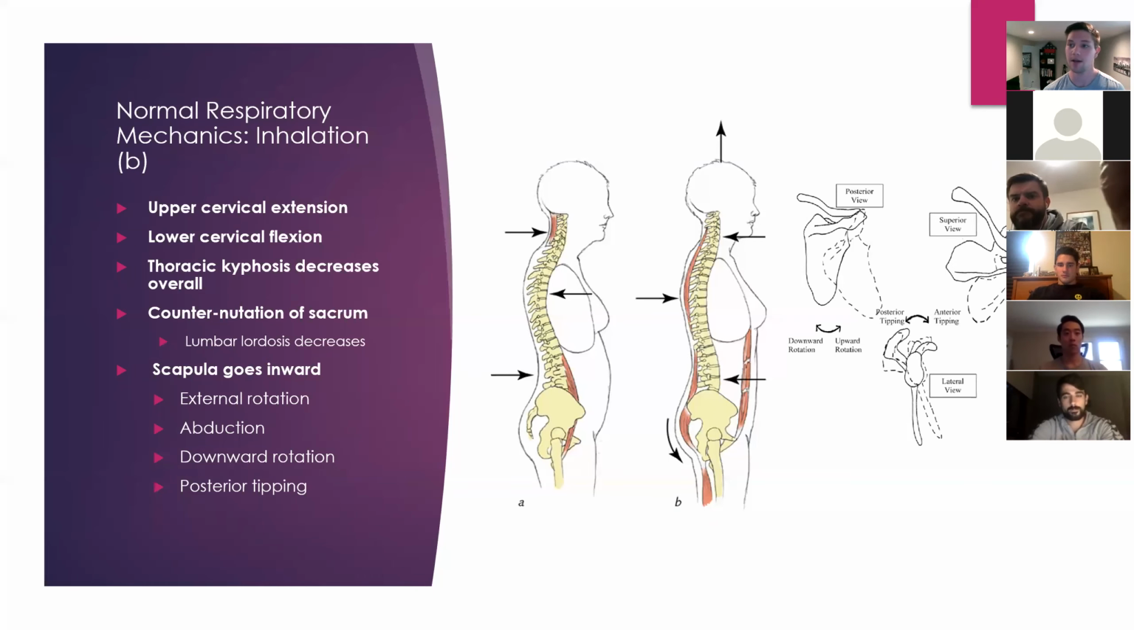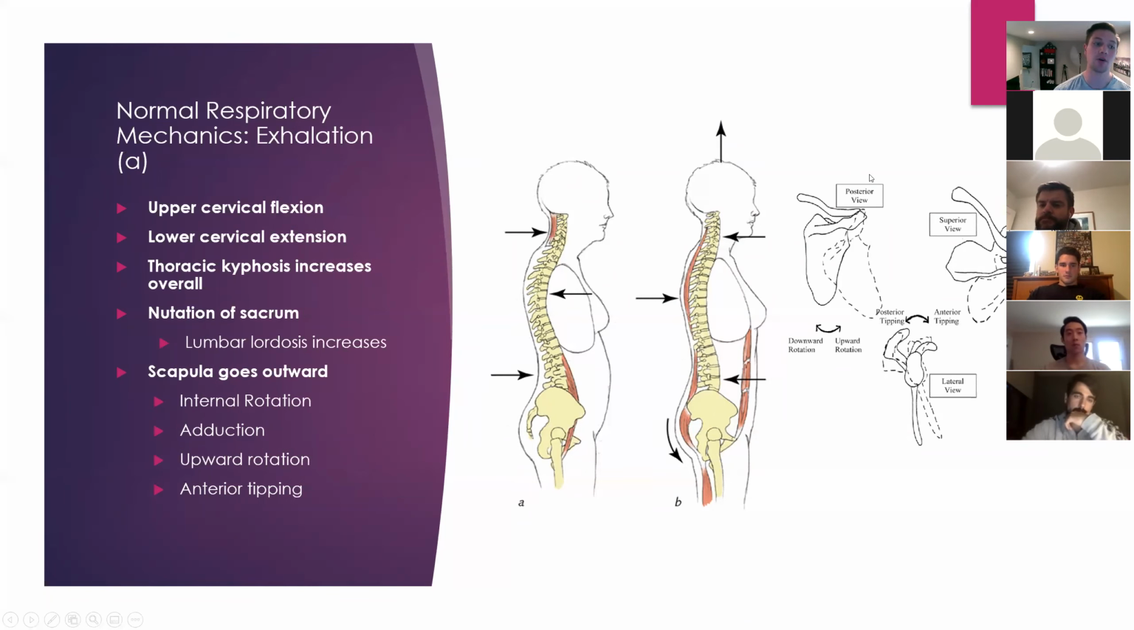Thoracic kyphosis is going to overall decrease. You could argue that there are some parts of the thorax that increase and decrease to relative amounts, but overall you're going to see a decrease. There's going to be a counter-nutation of the sacrum and the scapula is going to go into external rotation, abduction, downward rotation, posterior tipping. I don't really care if you guys know this right now. This is just a very broad overview that we're going to be talking about for the next 3 weeks. So just understand that this slide is just sort of a review.